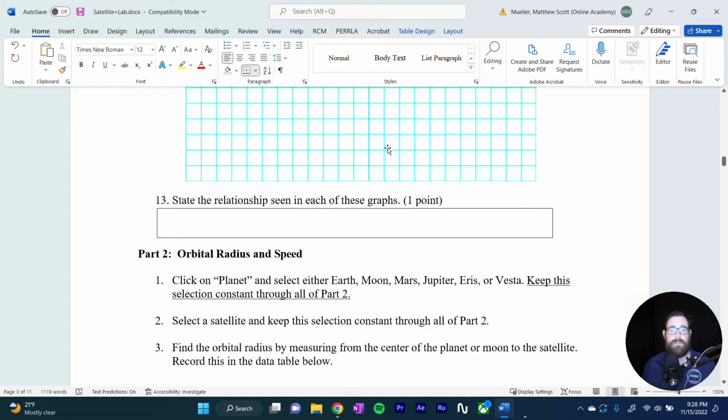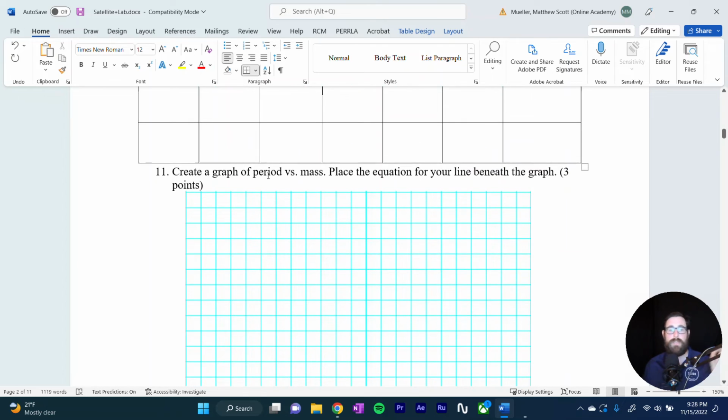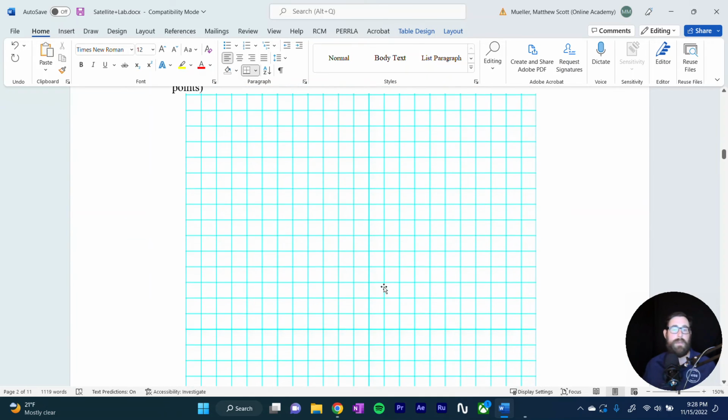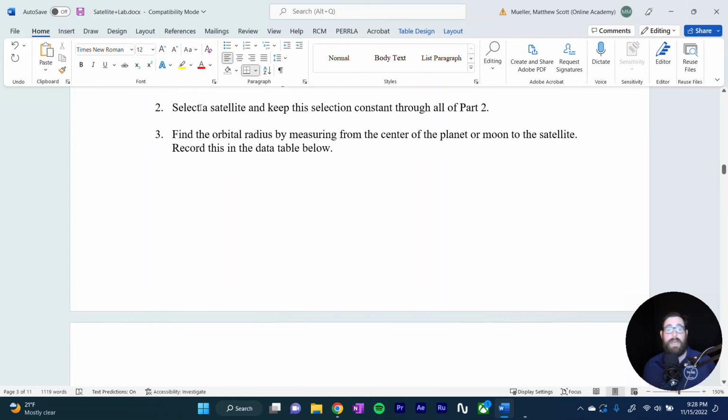Okay, I believe we're going to do that for each graph. So like, what's the relationship between speed and mass? What's the relationship between period and mass? So we're going to do them each individually. Okay, so then we get to orbital radius and speed. So again, now we're going to click on our planet. We're going to keep it the same. We're going to select a satellite and keep this the same for the entire section.